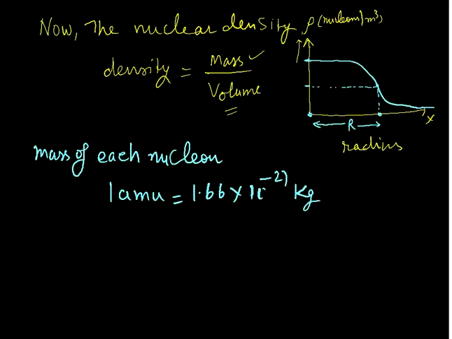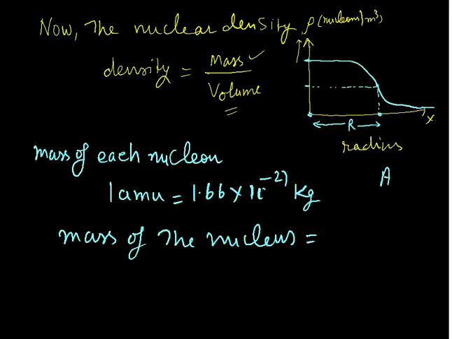And the mass of the nucleus, what will be the mass of the nucleus? Suppose you have atomic mass number A, element X, Z is the proton number, N is the neutron number. So for the mass of the nucleus, how many nucleons are there in this particular nucleus? A, right? How many nucleons? A is equal to Z plus N.